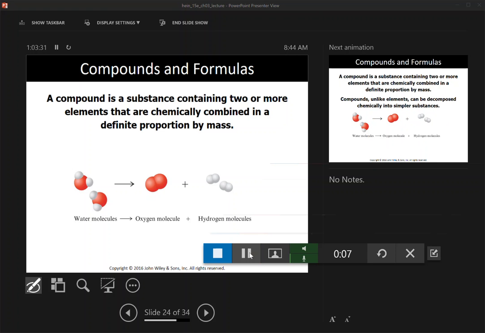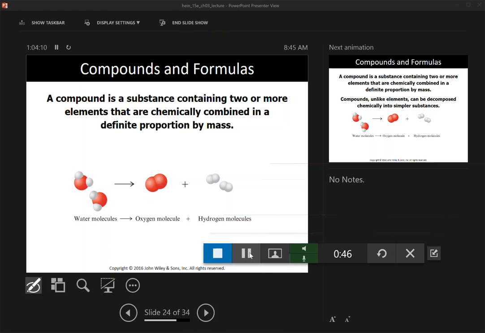Let's look at compounds and their formulas. A compound is any substance that's composed of two or more elements, and these elements are combined in a definite proportion, which is by mass. We will look at what this definite proportion means, basically meaning that we cannot randomly combine these elements. In order to have a specific compound, the elements need to be combined with each other in a specific ratio.